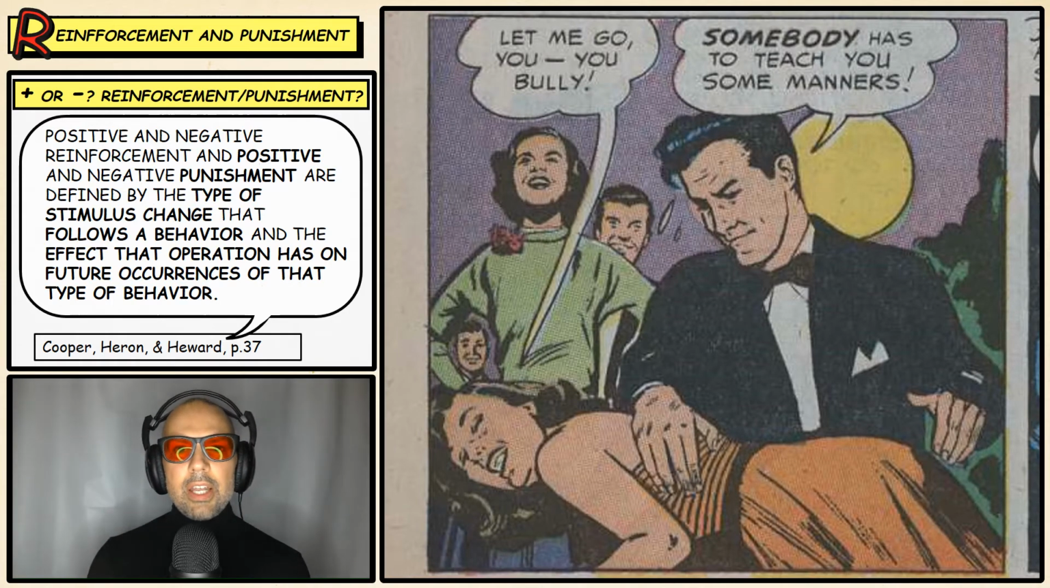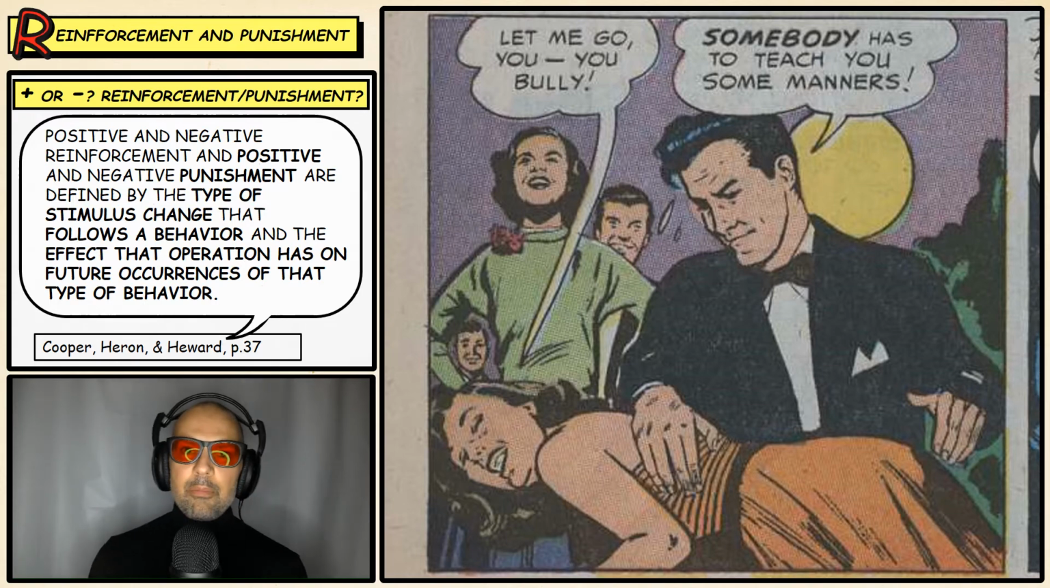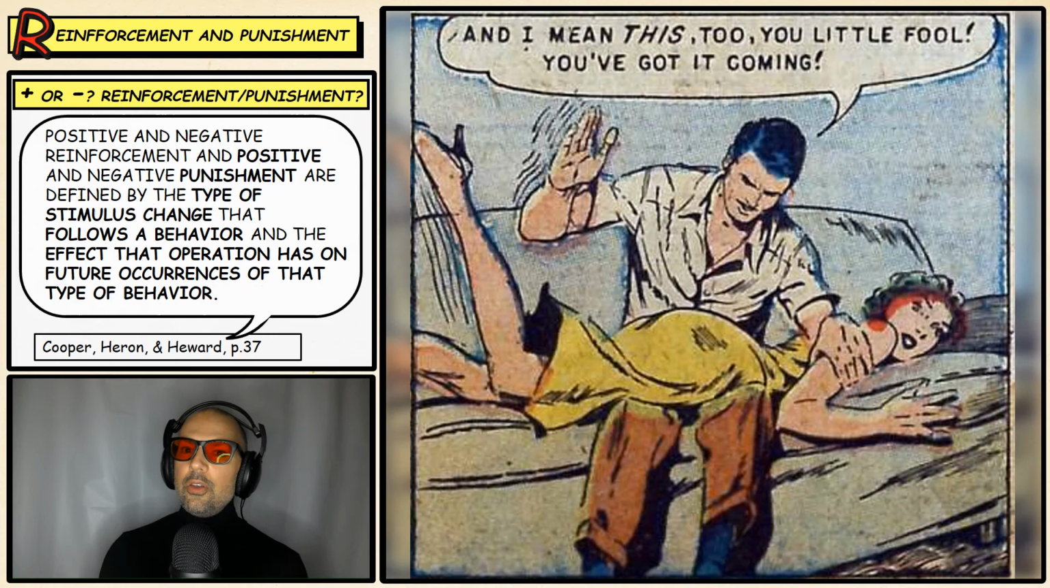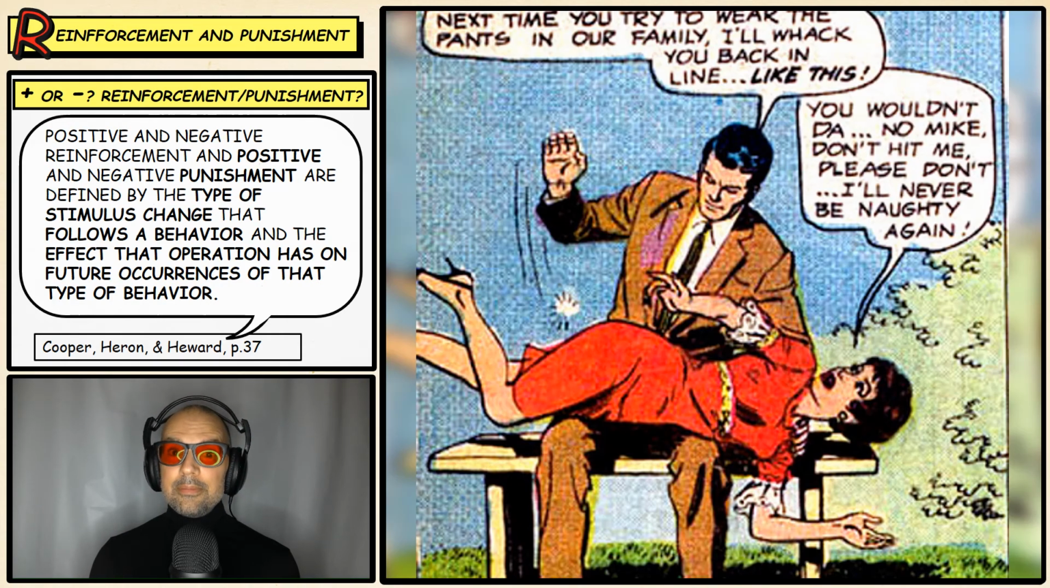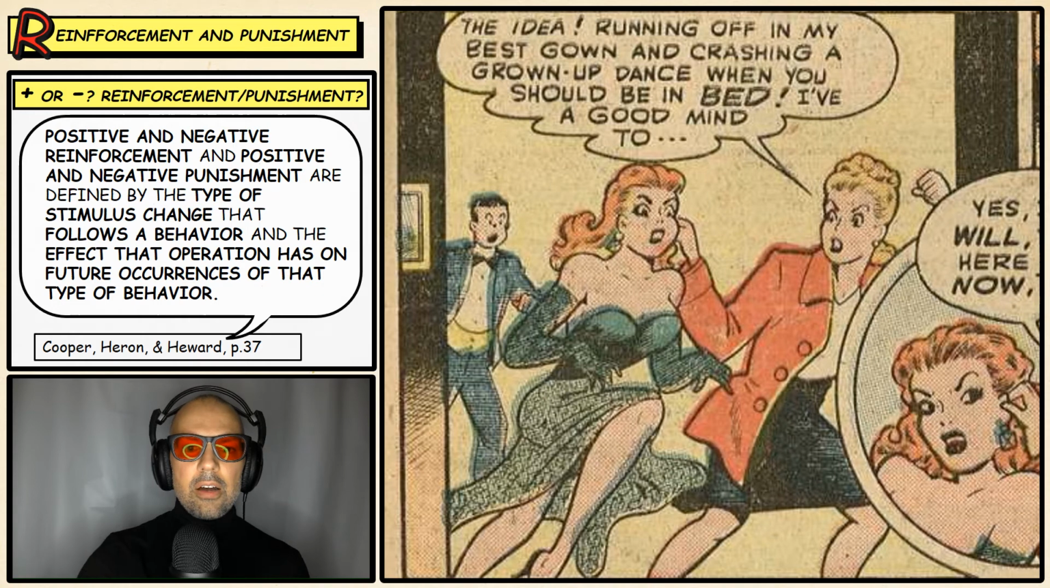So I like to use Golden Age comics to illustrate some of my concepts. And if you think that it was difficult to find panels of people getting spanked in Golden Age comics, you'd be wrong. Yeah, there's a few. All right, so we're going to choose one where we can actually see what behavior led to the consequence and see how this is a positive punishment. So in this case, we have a mother disciplining her daughter, and her daughter ran off in her mother's best gown and crashed a grown-up dance while she should have been in bed. So that was the behavior, running off in her best gown, crashing the dance. That was the behavior. Now that led to the consequence of the spanking.